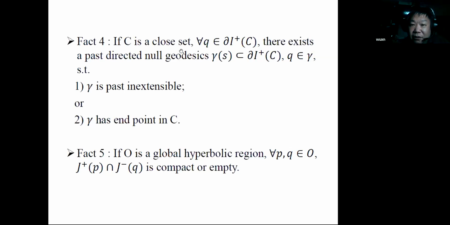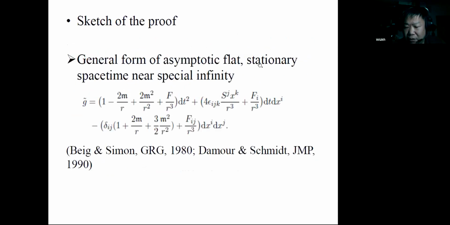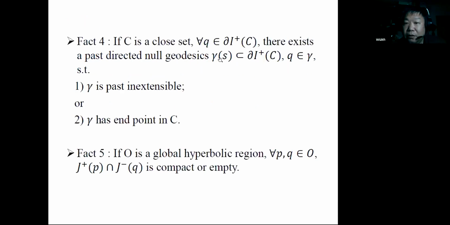Then for any point Q that belongs to the boundary, there exists a past-directed null geodesic gamma that starts from Q and goes back to the set C. And the null geodesic will belong to the boundary of the I plus of C and Q.